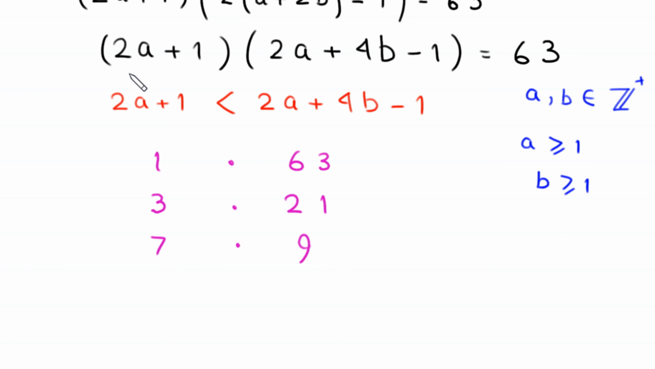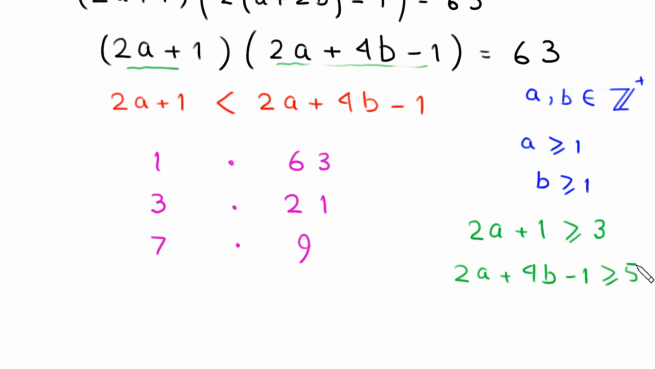Now we notice that if a is greater than or equal to 1, 2a plus 1 must be greater than or equal to 3. And if a is greater than or equal to 1 and b is greater than or equal to 1, then the expression 2a plus 4b minus 1 must be greater than or equal to 5. Since in the first factor pair 1 times 63, the 1 is less than 3, and 2a plus 1 must be at least 3, this pair will be rejected and we are left with only two cases: 3 times 21 and 7 times 9. First we solve case number 1.